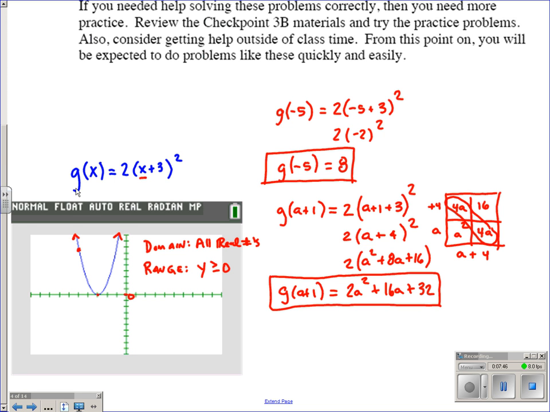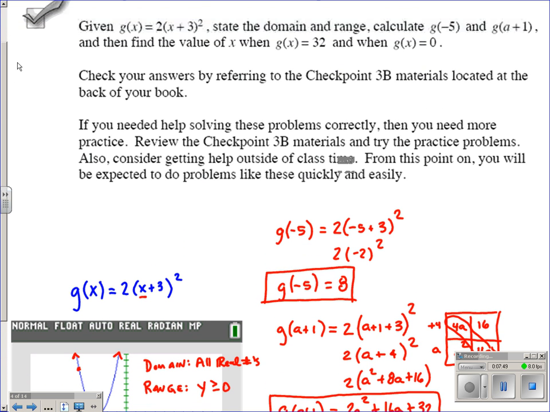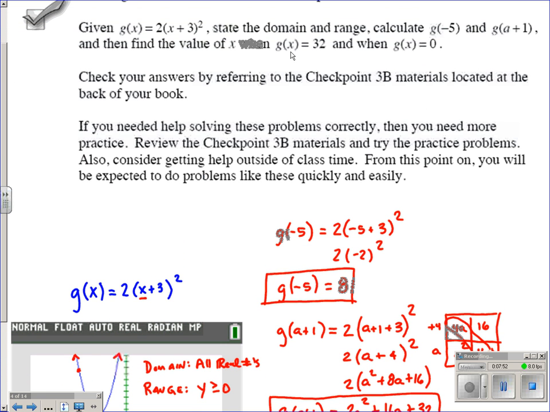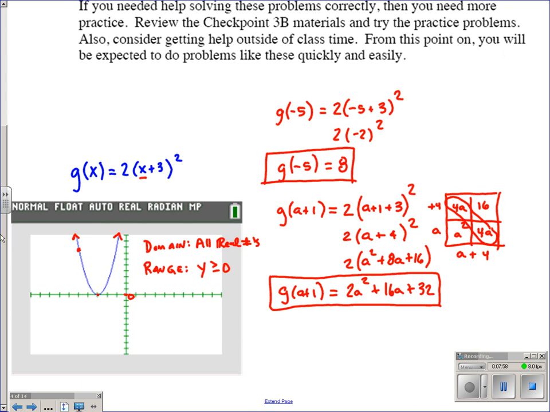Now the last part of this checkpoint problem asks us to figure out what the inputs are, or what is the value of x when the output is 32 and when the output is 0. Based on the graph that I've graphed here, I cannot see where my outputs are 32, but if you think about it being a parabola, 32, if we extended our axis up here, it would be way up here somewhere. Our parabola would have 2 points on it there that have y values or output values of 32. So we should come up with 2 answers for that.